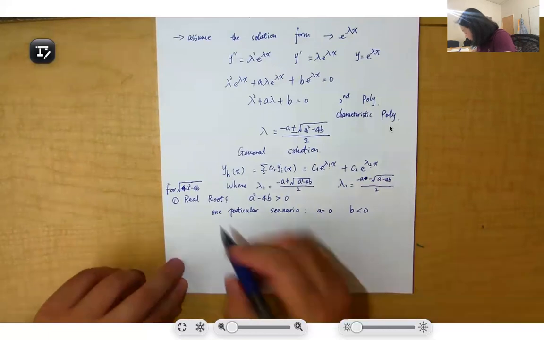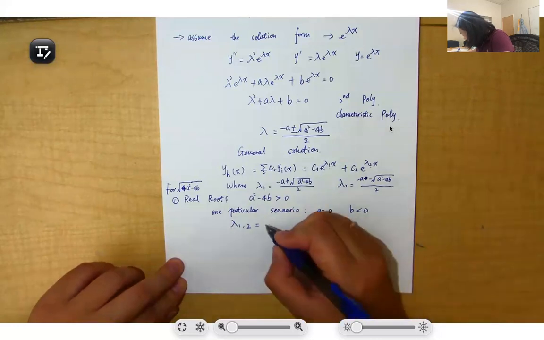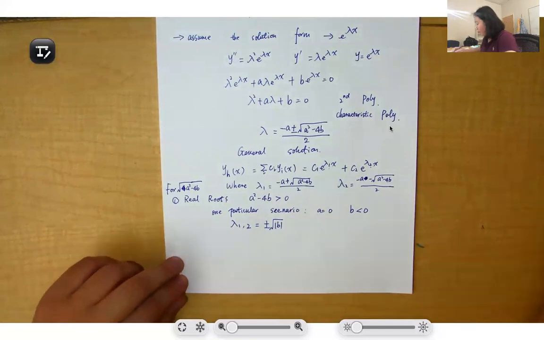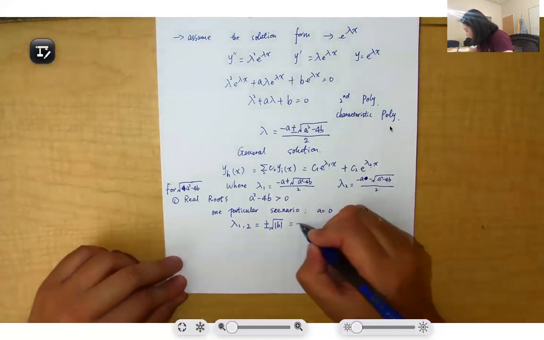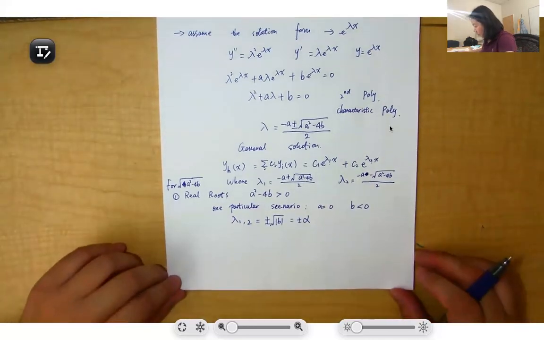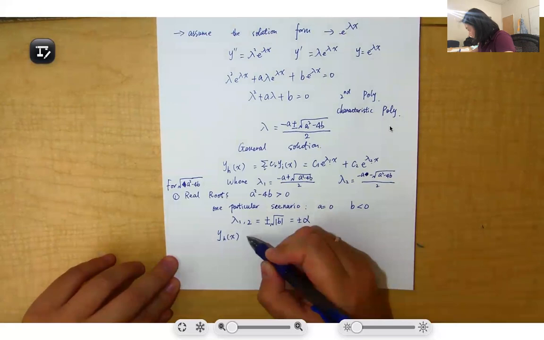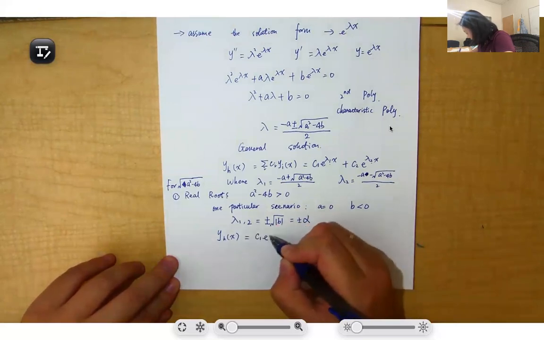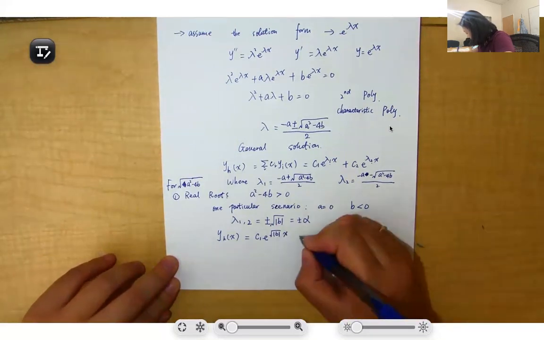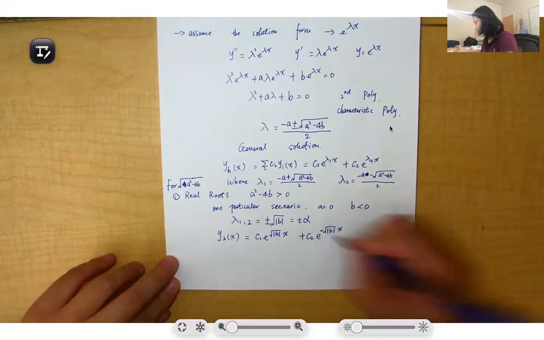So lambda 1, 2 will be equal to plus or minus the absolute number, and we can say this is represented by alpha. Then how do we write our final solution, this general solution? y of x will be equal to c1 e to the square root of the absolute value of b times x, plus c2 e to the same term with a negative sign.